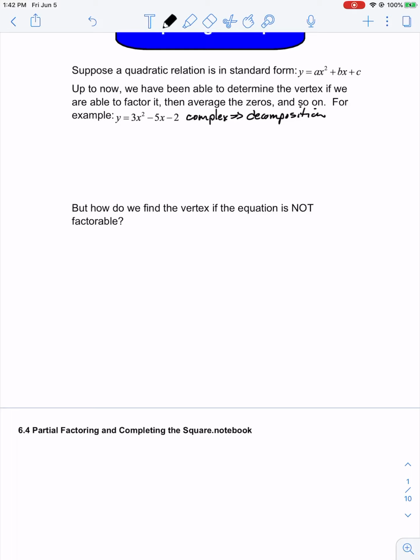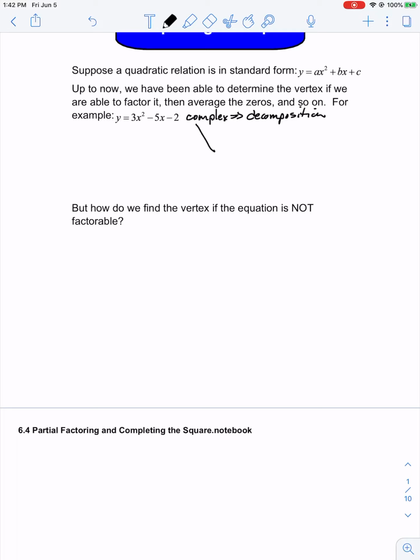So, decomposition always works if it's factorable, okay? And we're going to look later on how to determine if it's factorable in the first place, but not in this lesson. We'll do it in another lesson. Okay, so decomposition.